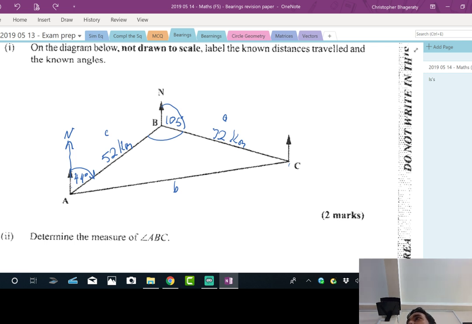So this is the angle we want here. Any thoughts on how to find it? So we can't use Pythagoras. You have a thought? All right. What's your thought? So, don't laugh at me. I wouldn't laugh at you.